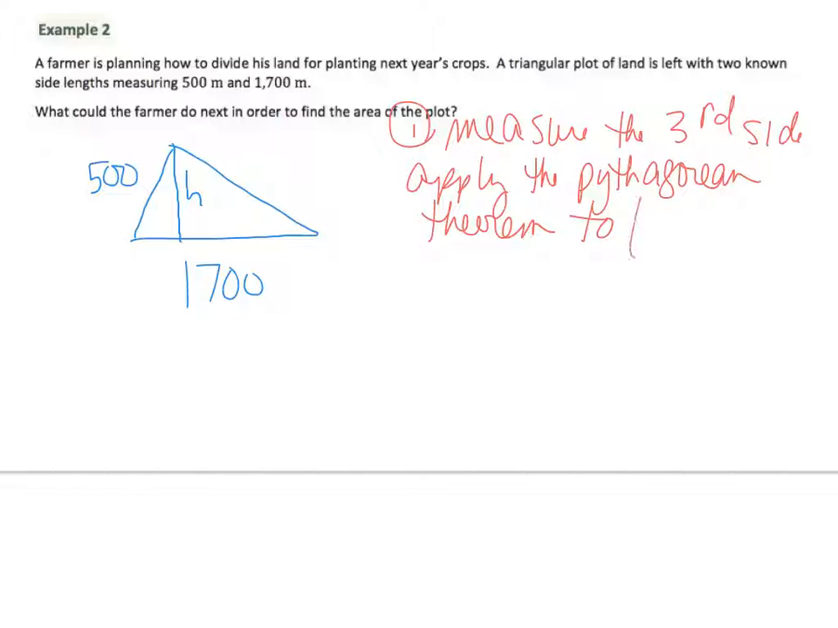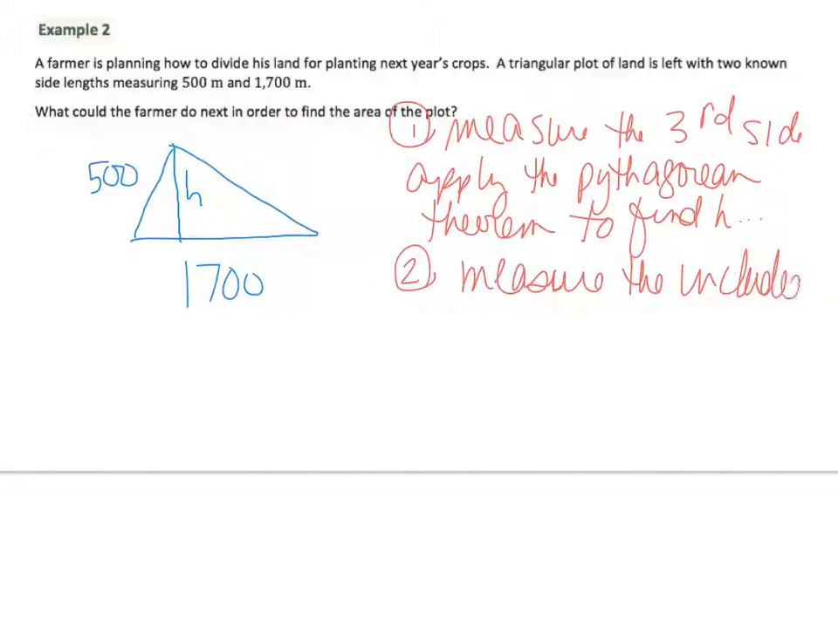To find h, and then calculate the area. Or he can measure the angle. That didn't spell right. Measure the included angle between the known sides.